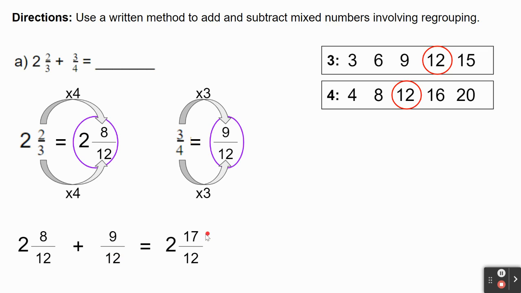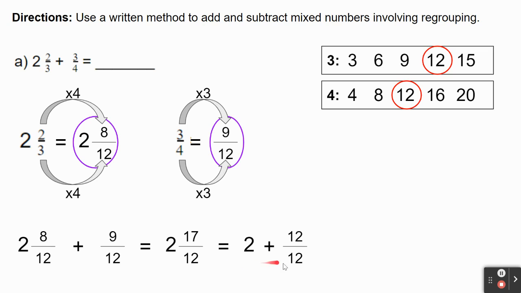But if you look here, the numerator 17 is bigger than the denominator 12. That means there's at least one whole within this fraction. We are going to break apart or spread out each of these whole numbers and fractions to see if we can take out another whole. So we're going to add 2, because that's the whole number in front, plus 12/12, because that is equal to one whole. So we're going to be taking out this one whole from the 17/12.